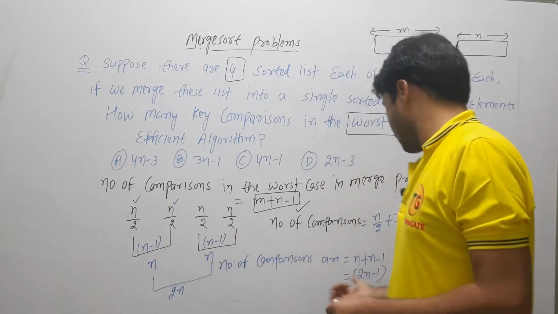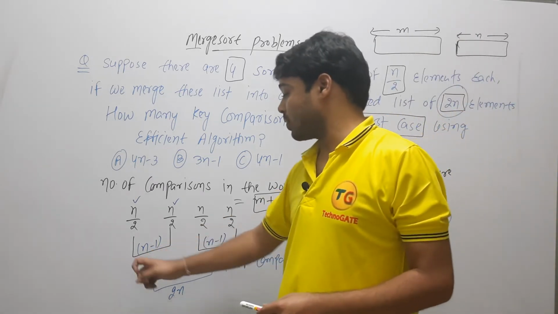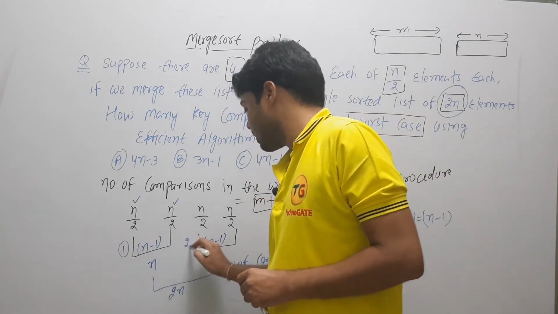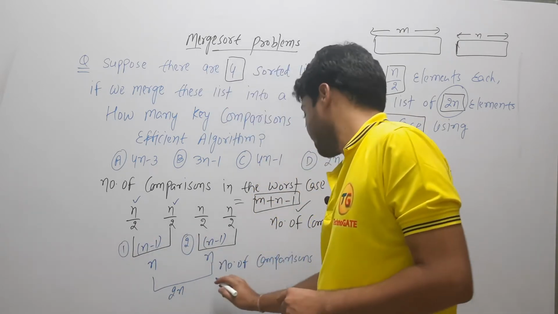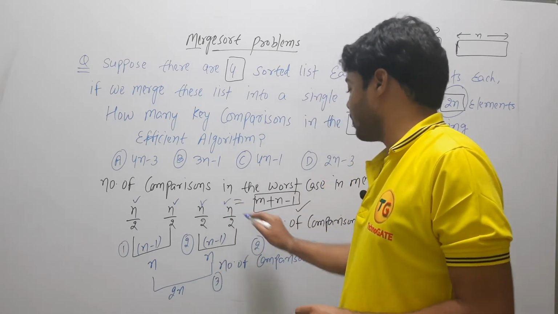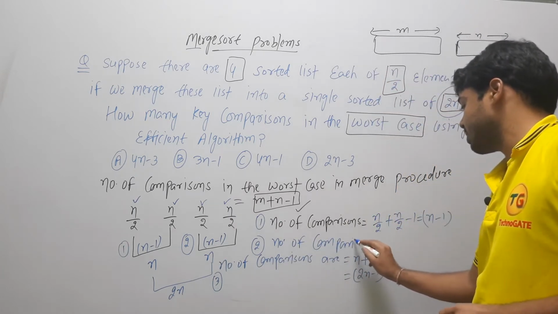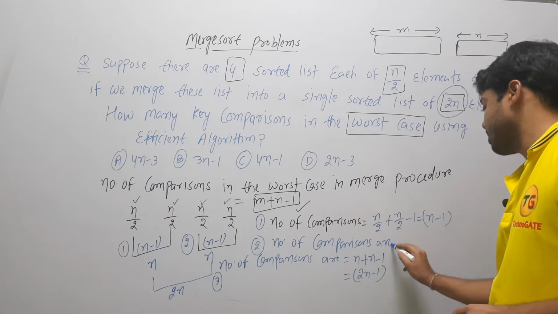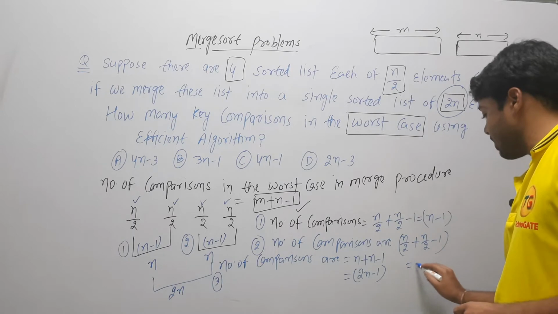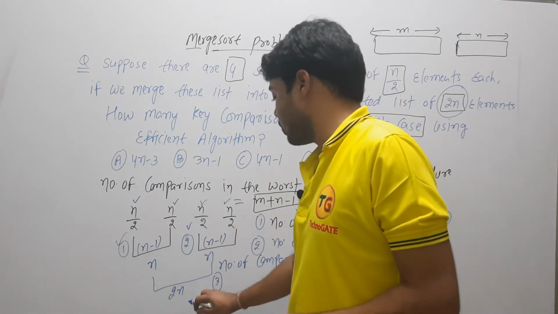So before that 2n minus 1, here n minus 1 comparisons are there for this list, n minus 1 for this list. Okay, suppose this is the numbering: first one, second one, and third one. For the second list, n by 2 plus n by 2 minus 1, so again n minus 1 comparisons. So n minus 1 here, n minus 1 here, and 2n minus 1 here.